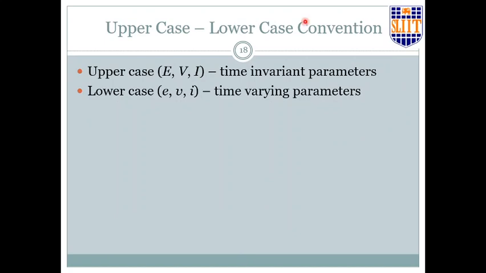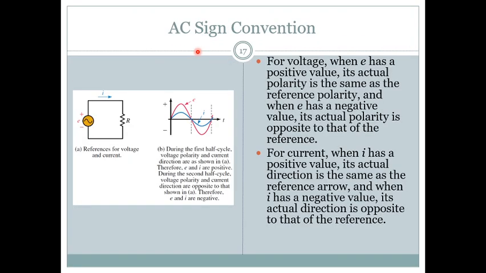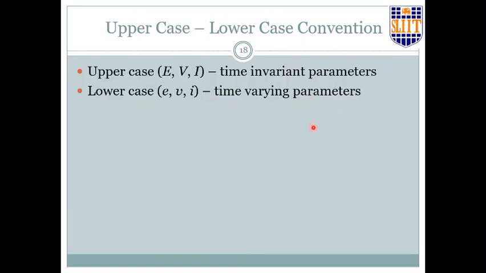There is another case as well, the letter representations. If you use upper cases, they are time invariant parameters. Lower cases, they are time varying parameters. So as you can see in here, the amplitude, or rather the height of this, is constant throughout. So it's a time invariant value. But the instantaneous voltage, the actual voltage at a given point, is always varying. So it's a time varying parameter.